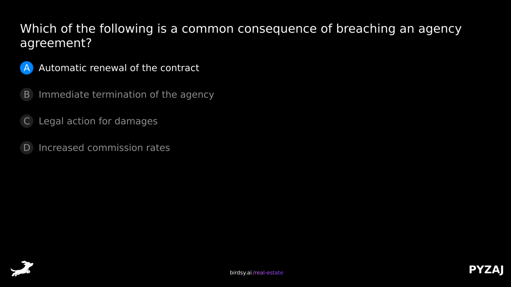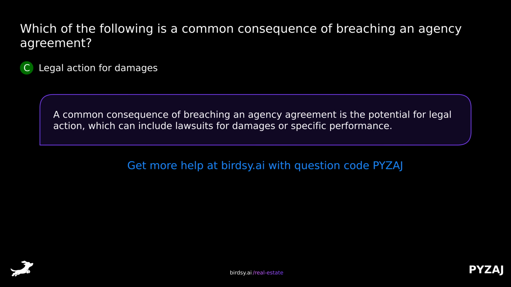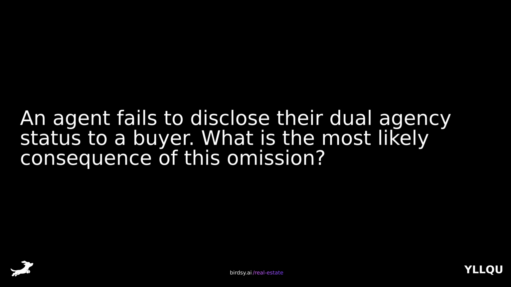Is it A, automatic renewal of the contract, B, immediate termination of the agency, C, legal action for damages, or D, increased commission rates? The answer is C, legal action for damages. A common consequence of breaching an agency agreement is the potential for legal action, which can include lawsuits for damages or specific performance. An agent fails to disclose their dual agency status to a buyer.